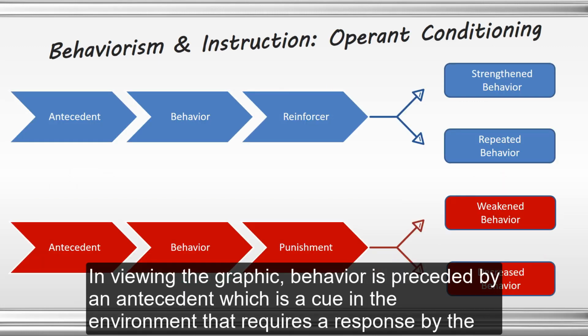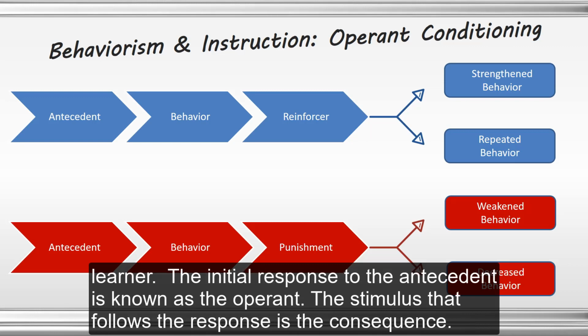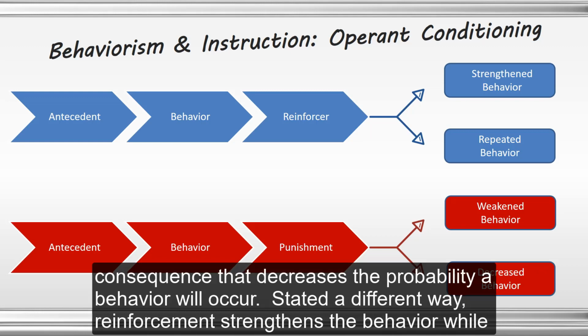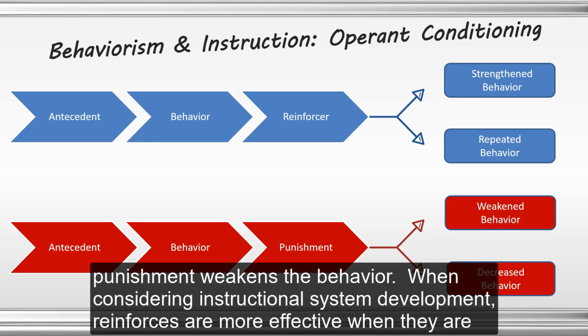In viewing the graphic, behavior is preceded by an antecedent, which is a cue in the environment that requires a response by the learner. The initial response to the antecedent is known as the operant. The stimulus that follows the response is the consequence. Remember, reinforcement is a consequence that increases the probability that a behavior will occur, whereas punishment is a consequence that decreases the probability a behavior will occur. Stated in a different way, reinforcement strengthens the behavior, while punishment weakens the behavior.